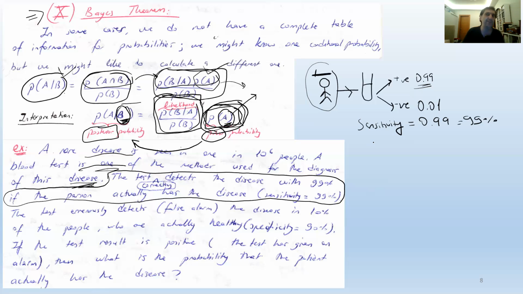However, that's only half of the picture. It's not the total picture. Now, the second statement tells something else. The test erroneously detects the disease, a false alarm, in 10% of people who are actually healthy. Specificity 90%. Okay, so in symbolic form, this is the story.